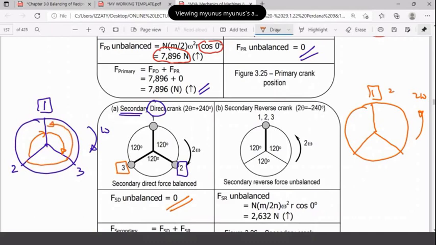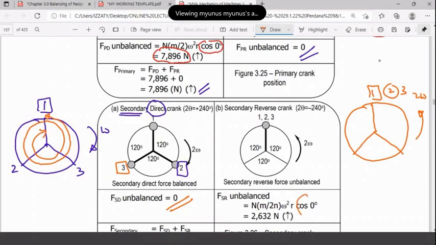Cylinder number 3. Focus on number 3 now. Just measure the segment, because you know that the segments are equal. So number 3 now. We move 2 segments for primary direct, 4 segments for secondary direct, 4 segments for secondary reverse. So how does it work? 1, 2, 3, 4 segments. Balanced or not? It's not balanced because every force is pointing at cylinder 1. So it is not balanced, and you have the result here.